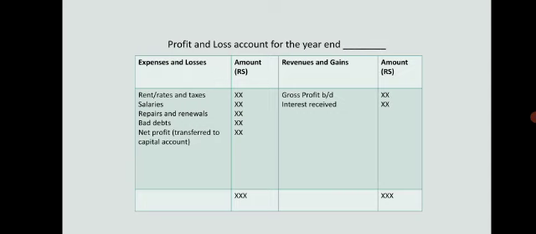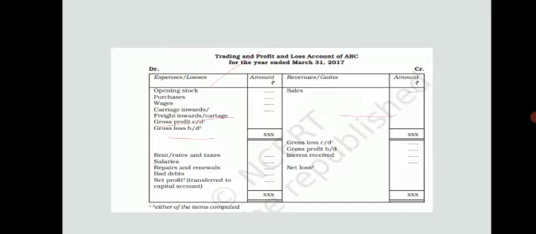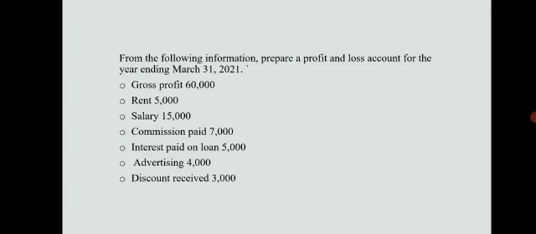In the same way, we record all revenues and gains on the credit side of profit and loss account. So first we write the gross profit brought down, then we write interest received. Other incomes we are supposed to write, if the problem mentions, are dividend received, discount received, commission received, interest on investment received, etc. All we write under the head revenues and gains, and we credit it to profit and loss account. So now let us take a small problem on profit and loss account.